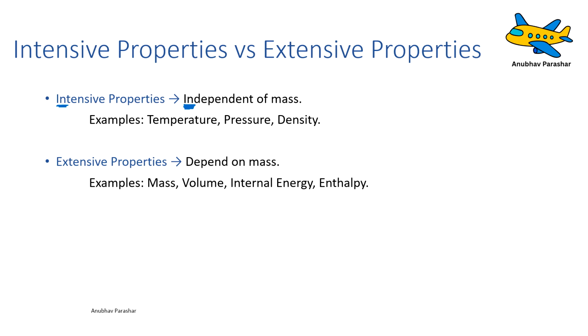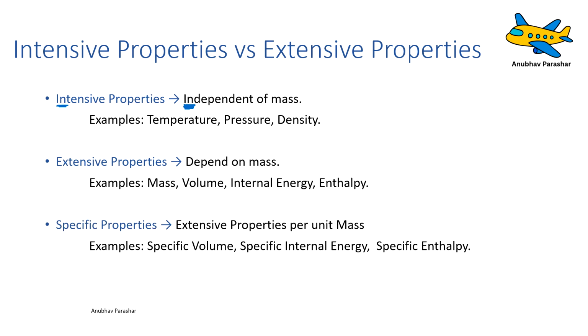Now, if you fix these extensive properties, it becomes very difficult to study the system. Why? Because as soon as mass comes into the system, these properties are going to change. And that's why it becomes very difficult to study the behavior of the system. And that is why we define a third kind of properties which are known as specific properties. What are specific properties? Specific properties are basically the extensive properties per unit mass. For example, what is specific volume? Volume divided by mass. And we represent it by small v.